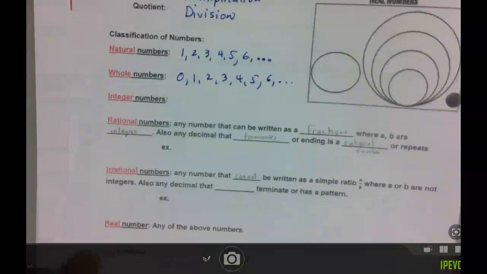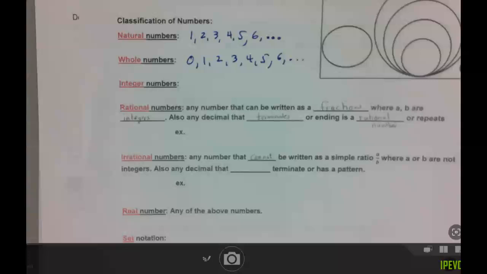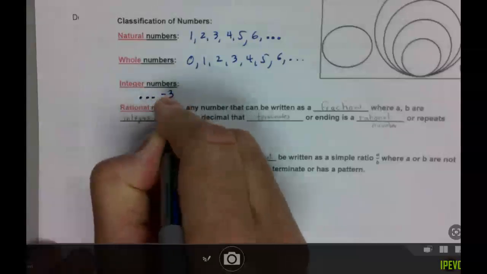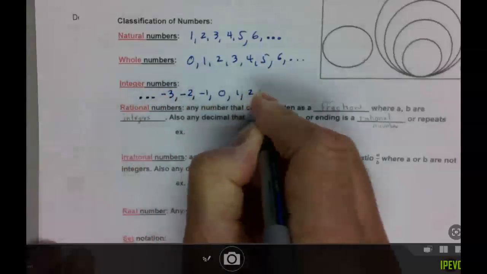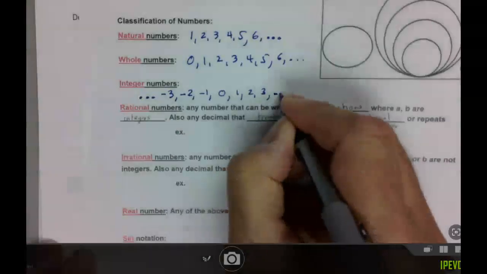Integer numbers. Integer numbers are all the whole numbers and their opposites. So what's the opposite of positive 1? Negative 1. 0 does not have an opposite. So you can do it like this. I go -3, -2, -1, 0, 1, 2, 3, and so on. Okay? So it goes in both directions, doesn't it?